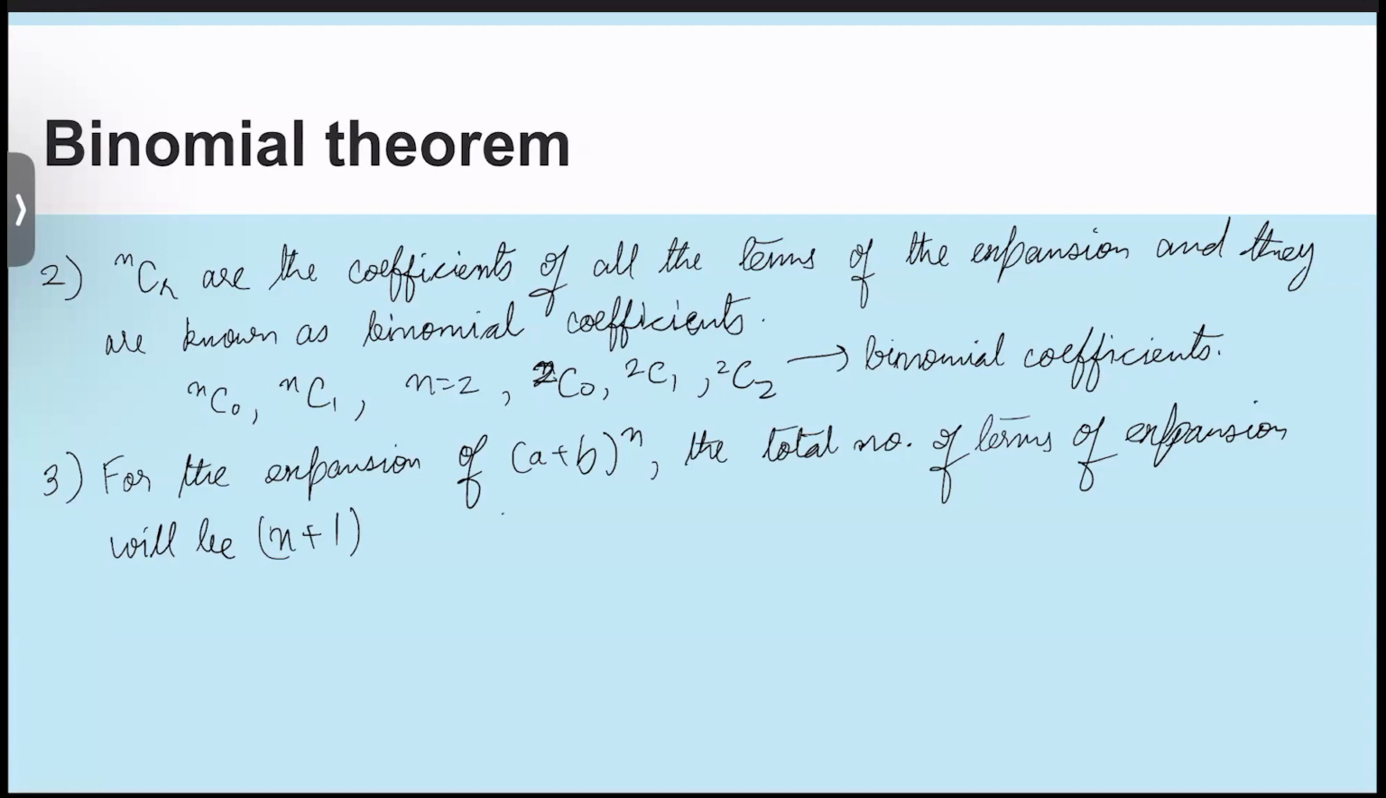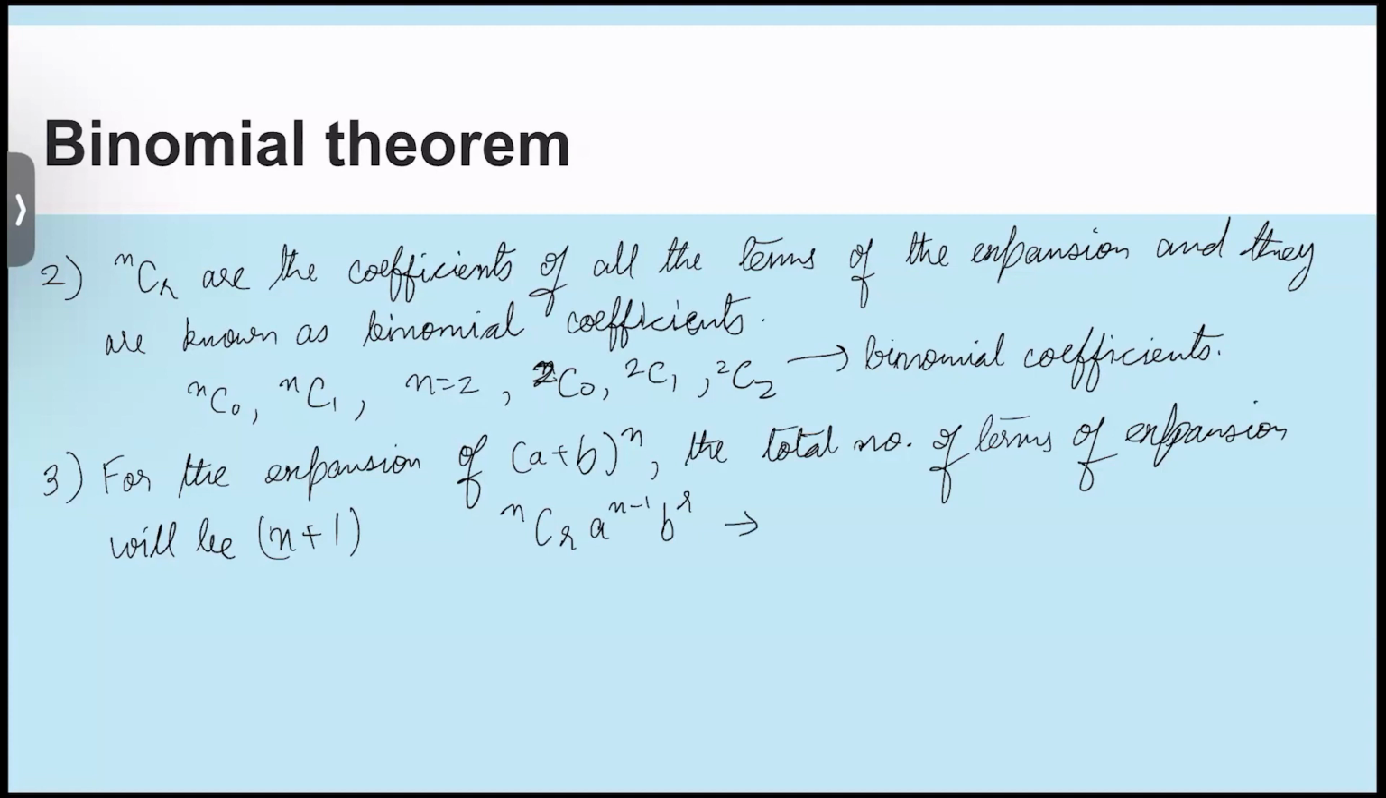So if you have, say, nCr a^(n minus r) b^r, in this relation we will always have T(r plus 1). Okay, so this is the general term. So anytime you take r, the related term is going to be 1 more than that.